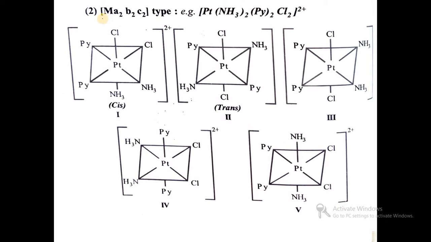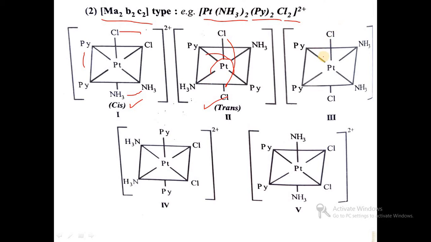Then another example is the MA2B2C2 type, and the example is Pt(NH3)2(py)2Cl2, and the nomenclature is diamminedichlorodipyridineplatinum(IV). In this complex we can arrange these groups, that is 2 chlorines, 2 ammines, 2 pyridines, adjacent to each other, and we get cis isomerism. And if we keep similar groups opposite to each other, we get trans isomerism.